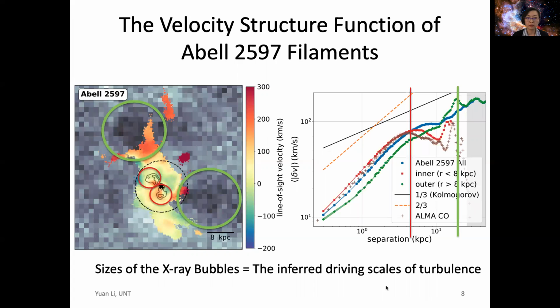We have also looked at another nearby galaxy cluster, Abell 2597, and we saw the exact same story. The inner filaments follow turbulence driven by the inner bubbles. The outer filaments follow turbulence driven by the older bubbles.